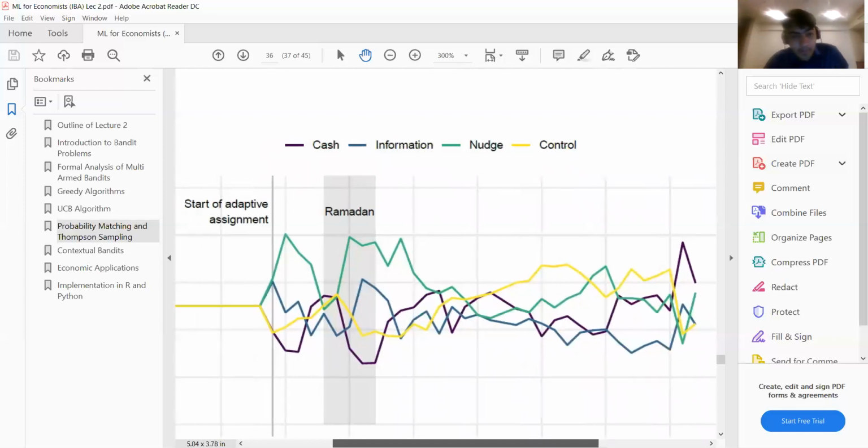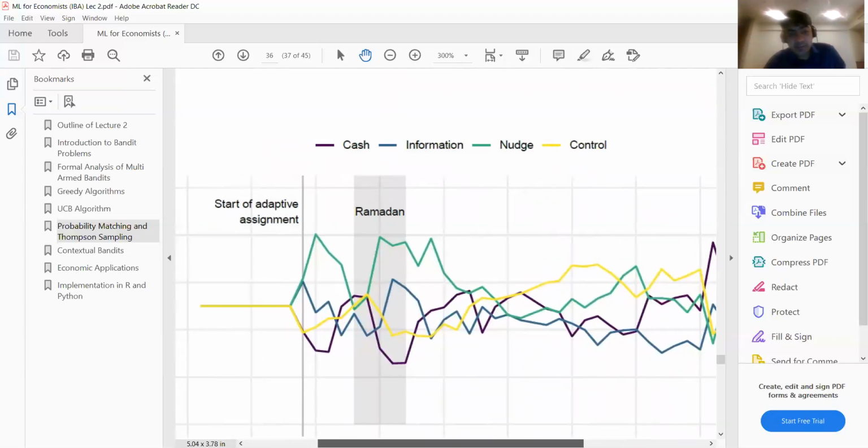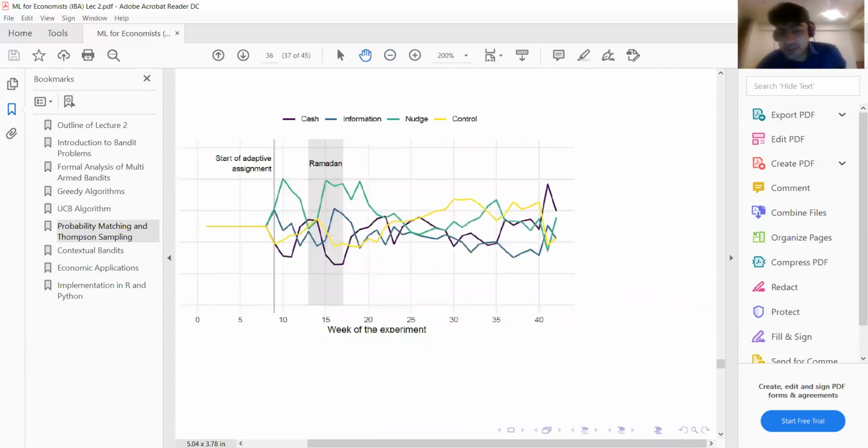So I don't know if this is a coincidence, but maybe it is, because they say that the effect of the psychological motivation is short-lived. So maybe they started the experiment here, and it's just a coincidence that Ramadan was arriving after a few weeks, and they say in the paper that a psychological nudge only has a short-term effect. So maybe this is just a confounding, spurious correlation, or maybe something more interesting is going on.